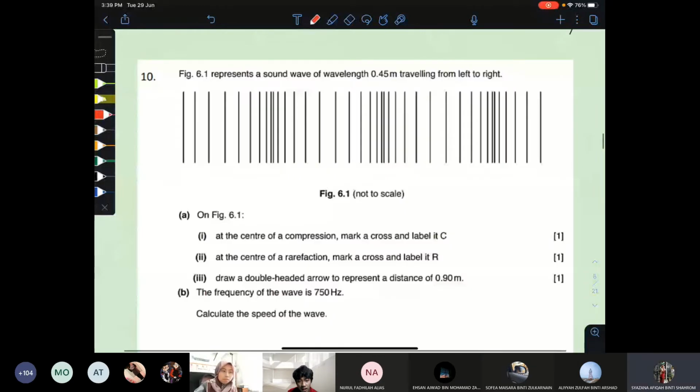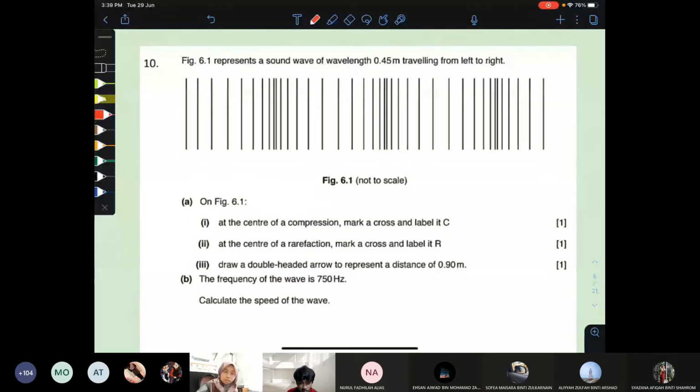Right, so again another question, something like that. You have tried it, right? At the center of compression, mark a cross and label it C. That's not difficult. Where do we find the compression? Do you know where the compression is? D and D. Yes, so you can choose any of them.